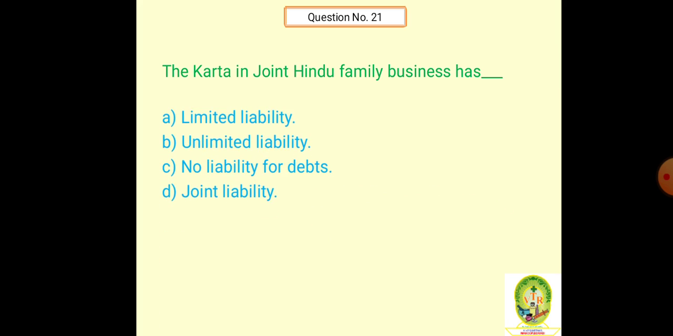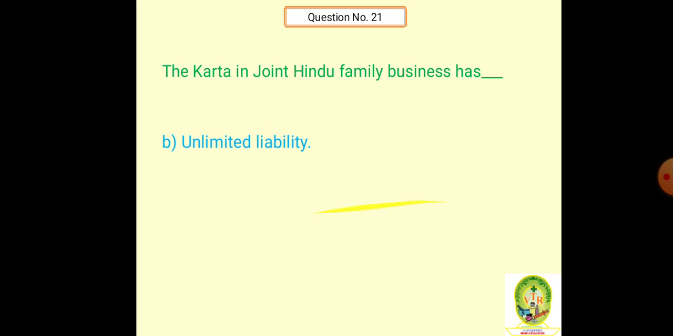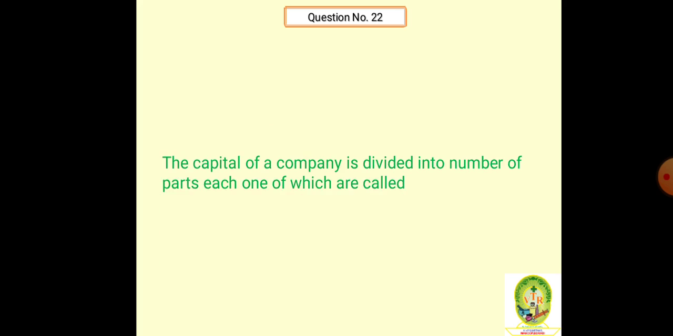The Karta of a joint Hindu family business has dash dash dash. Options are A. Limited liability, B. Unlimited liability, C. No liability for debts, D. Joint liability. Right answer is B.